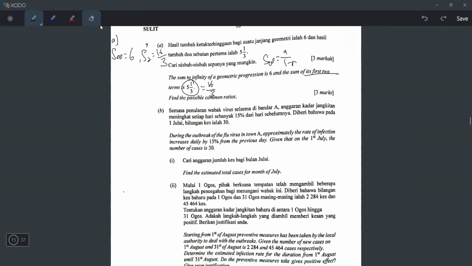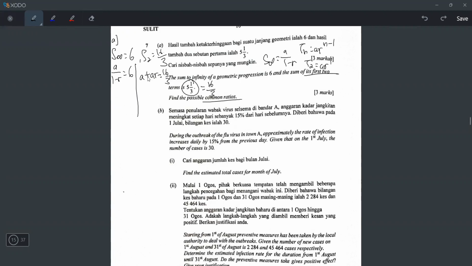Okay, but you know S2 can also mean T1 plus T2, right? And then they say find the possible common ratio. So what I will do is, S2 means T1 plus T2, and I know the formula for T1 will be a, T2 will be ar, because Tn is ar to the power n minus 1. So if I want to find T2, it's ar to the power 1. That's why it's ar here. And for S infinity, it's a over 1 minus r equals 6. And then I take these two equations and do simultaneous.